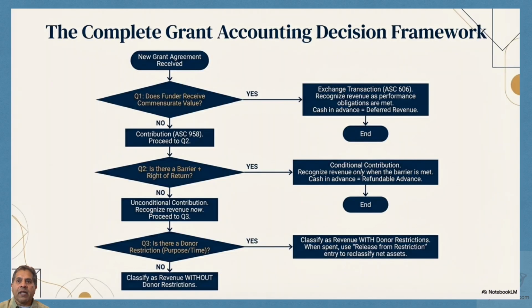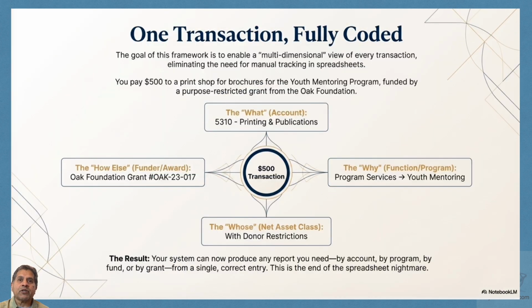So let's put it all together. The flowchart is your cheat sheet. 1, is it an exchange? Then you go with ASC 606 and deferred revenue. 2, is it conditional? Then it's a refundable advance till the conditions are met. 3, is it restricted? Net assets with donor restrictions. Print this slide out and tape it to your monitor. It solves 95% of grant accounting confusion.